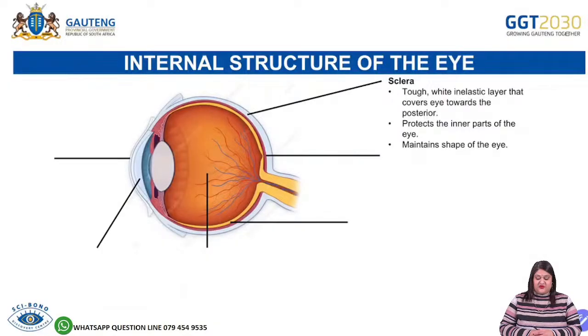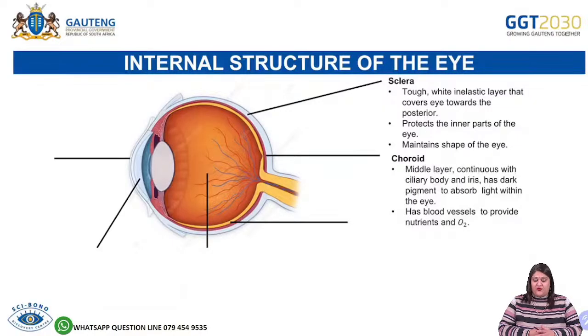Let's start with the first one. The first one is the sclera. So remember we said from the external view, the white part of the eyeball is called the sclera. When we are looking at the eyeball cut through, the outer layer is called the sclera. It is a tough, white, inelastic layer that covers the eye towards the posterior. It protects the inner part of the eye and maintains the shape of the eye.